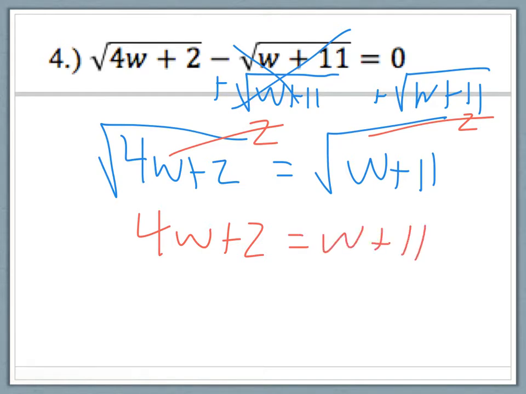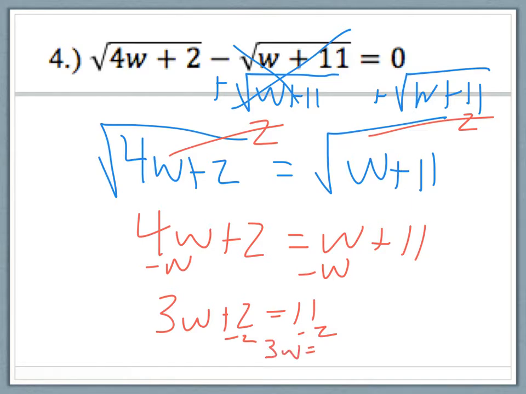Okay. Now we can go ahead and just solve for w. So I'm going to subtract w from both sides. So I have 3w plus 2 equals 11. Subtract 2. So 3w equals 9. So w is going to be 3. Now once I have that, I'm going to go ahead and plug that in to check to see if it's extraneous.